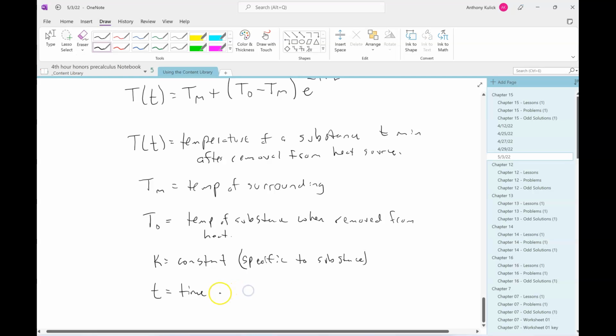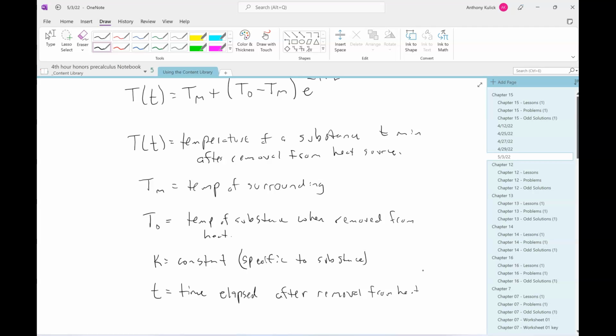Is there a way to calculate that? We'll talk about it. So the t is just the time that it's been out of the heat, right? So you take your pizza rolls out of the oven, you put them on top of the stove, you wait 5 minutes, your t is 5.